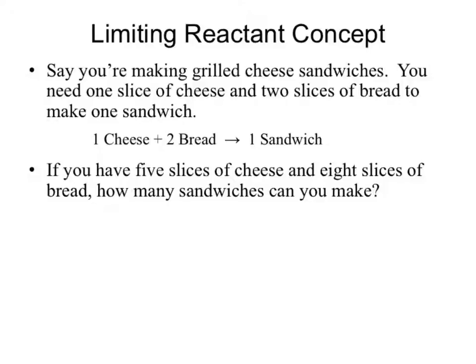Our limiting reactant concept. We take a look at making a cheese sandwich. 1 cheese plus 2 slices of bread gets us 1 sandwich. We have 5 slices of cheese, 8 slices of bread. How many sandwiches can we make?